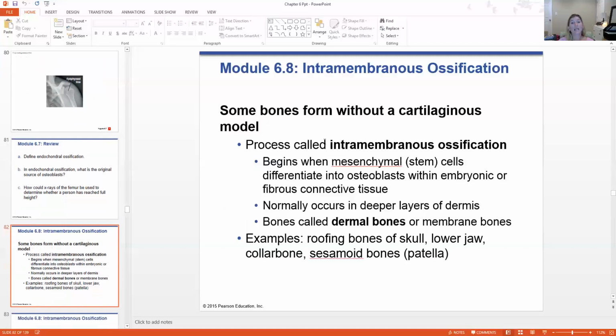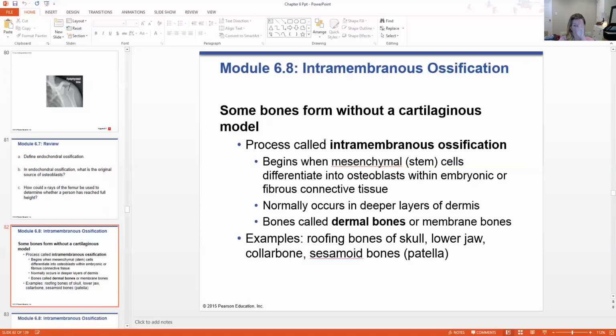Let's talk about another form of ossification, intramembranous ossification. This is where bones can grow from a non-cartilage model. We call it intramembranous ossification. This is when mesenchymal stem cells, remember mesenchymal stem cells are kind of all over the place in our body, will differentiate into osteoblasts. And this is typically done within a fibrous connective tissue layer. So it usually occurs in deeper layers of the dermis. They're called dermal bones or membrane bones.